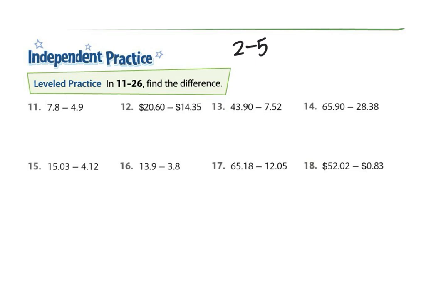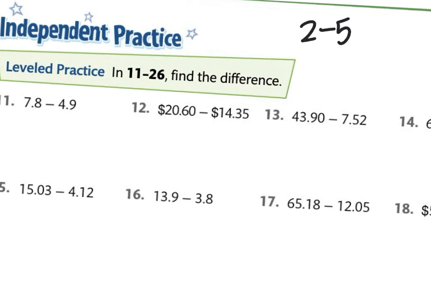But they're really quite doable. It depends on how your brain works. So if you like the number line, you can do it that way. Or if you like the partial differences, you're welcome to do it that way as well. So we're going to start just real quick by looking at number 11.